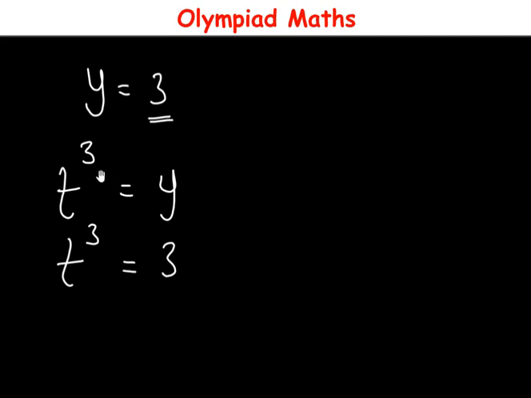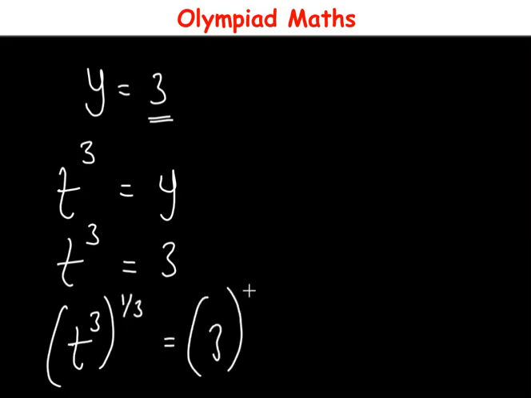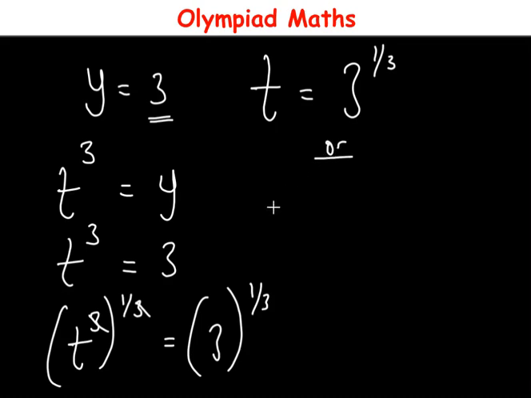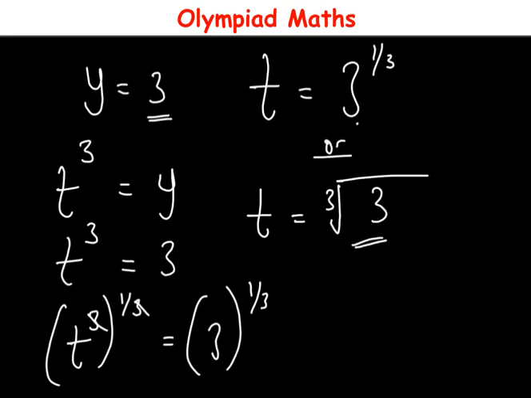So to solve for t, we are going to multiply both sides with power 1 over 3 to cancel out the 3 from here. So in brackets, t raised to power 3 all raised to power 1 over 3 is equal to, in brackets, 3 all raised to power 1 over 3. Now from here, 3 cancels 3. What we have is t is equal to 3 raised to power 1 over 3, or this can be written in the form of t is equal to the cube root of 3. So this is the solution for t.